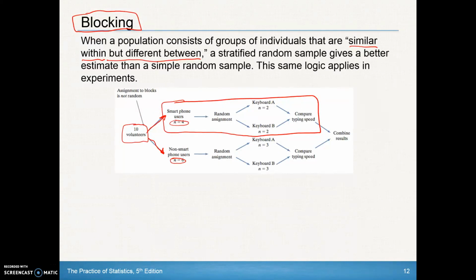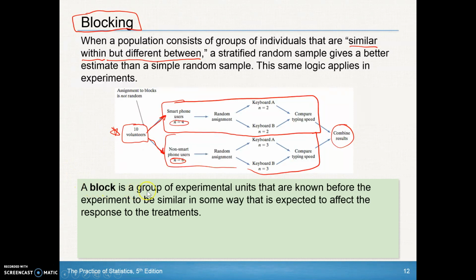We're going to take those smartphone users, randomly assign some of them to one type of keyboard, randomly assign another group of them to a different type of keyboard, and compare their typing speeds. We'll do the same thing down here for the non-smartphone users as well. At the end, we'll combine the results and compare them. So with blocking, the only thing that's different is this first step up here, to take those volunteers and put them into their separate groups and block them.